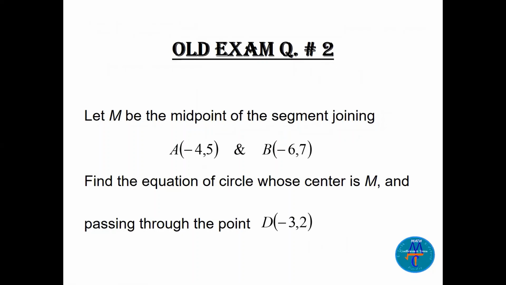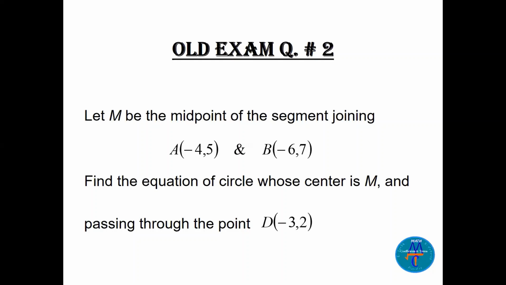Question 2: let M be the midpoint of the segment joining A and B. So we find the midpoint easily. This is M. Find the equation of a circle whose center is M and passing through the point D (-3, 2). See, we have 3 points.